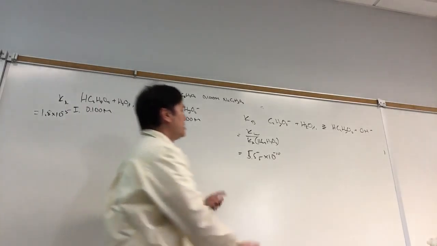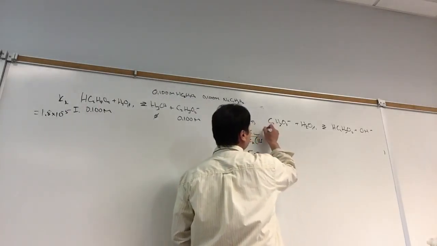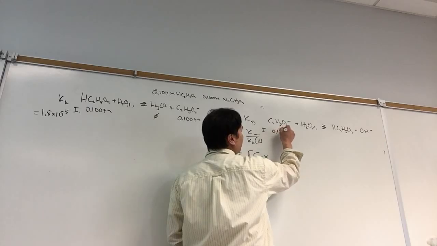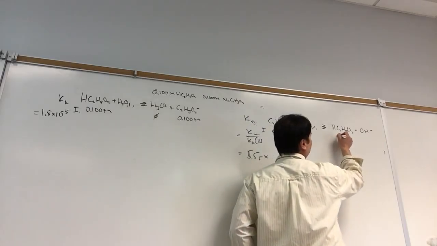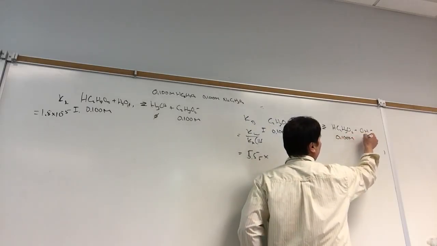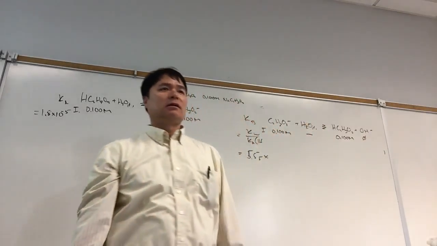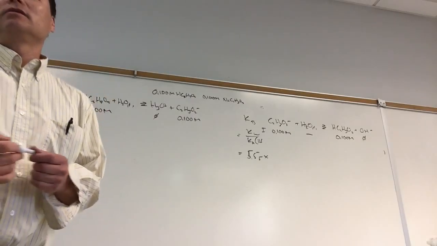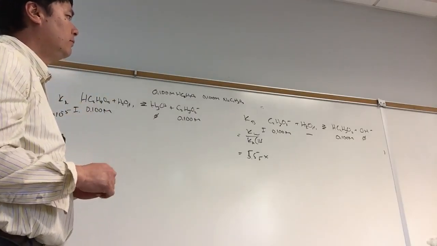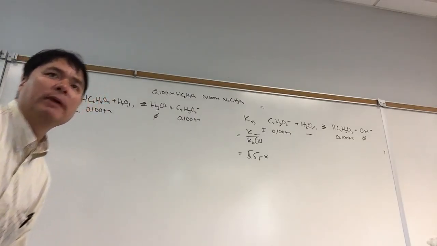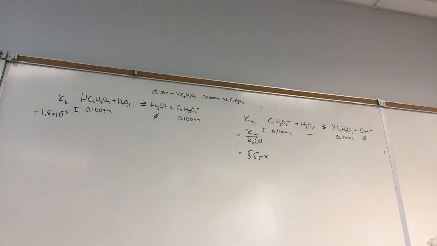Now take a look at the redundancy here. If we were to do Kb, the acetate is 0.100 molar, and the acetic acid is 0.100 molar, and the hydroxide is 0. Do you see we're going to solve the same thing? Exactly. And so this is redundant. We do one or the other, but not both. Well, which one should we do? Well, Ka is bigger, so we probably should do Ka, right?